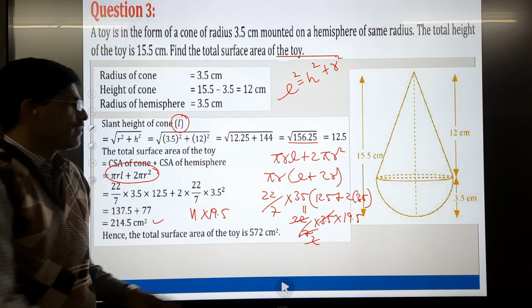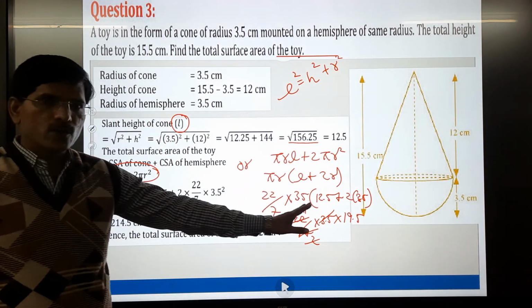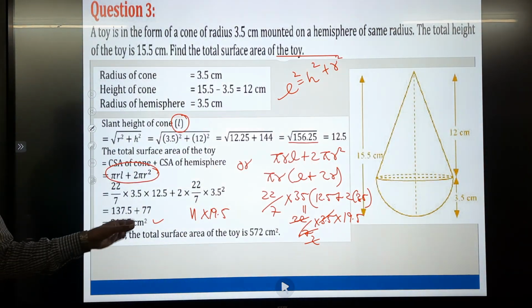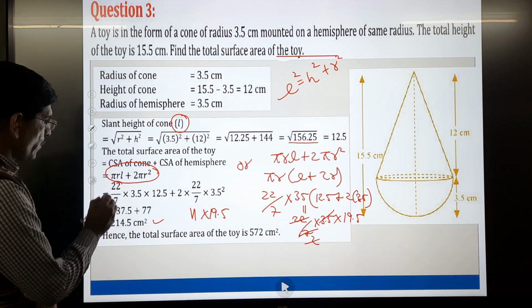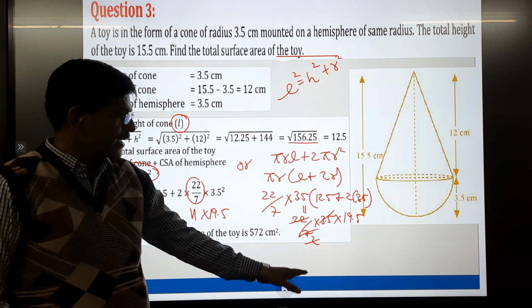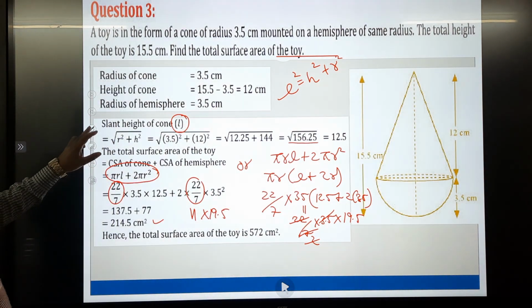So we can do this sum in two different ways. Either you take the common factor outside and then solve it, or you do it thoroughly each time. Every time you have to put the value of pi in this, while here we are explaining that we only take pi common.